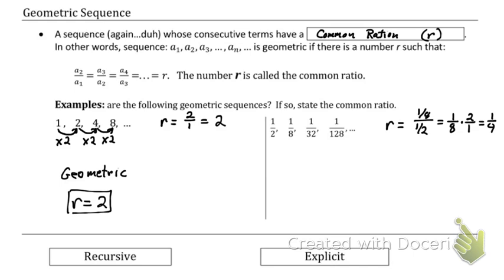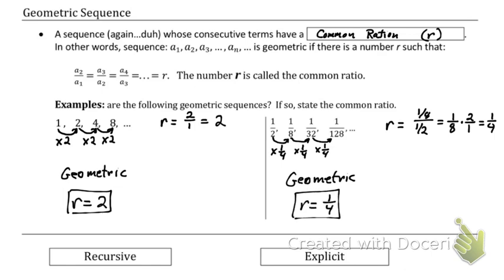To get 1 over 2 to 1 over 8, if I multiply by 1 over 4, yeah, that equals 1 over 8. If I multiply 1 over 8 by 1 over 4, 4 times 8 is 32. Yeah, that works as well. Multiply by 1 over 4. 4 times 32 is 128. So this is geometric. I'm multiplying by the same number over and over again. And like I stated above, our R value is 1 over 4. Our common ratio is 1 over 4.